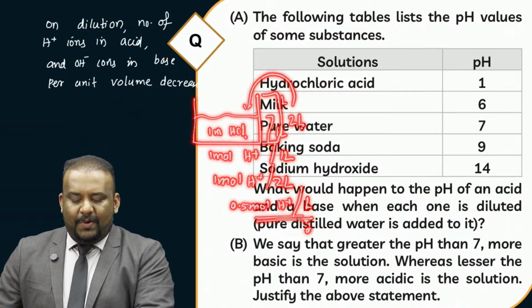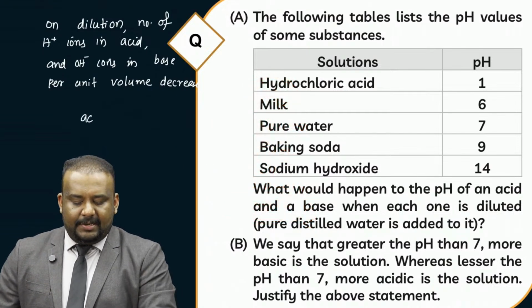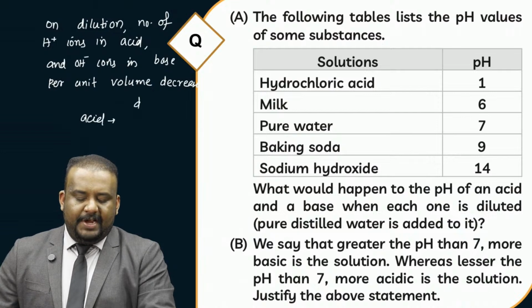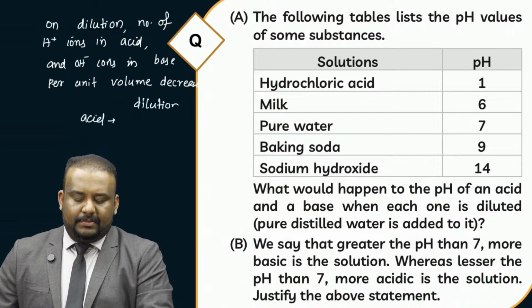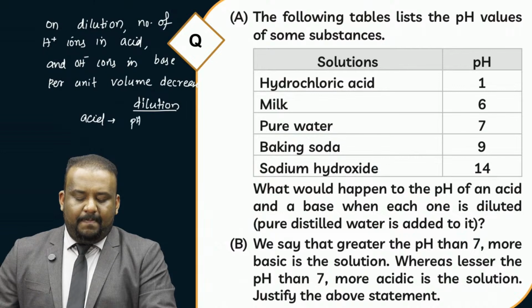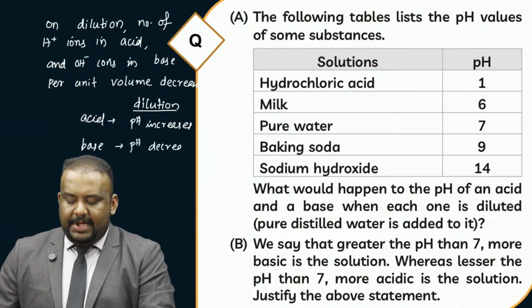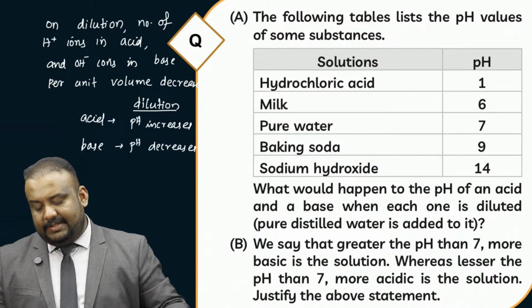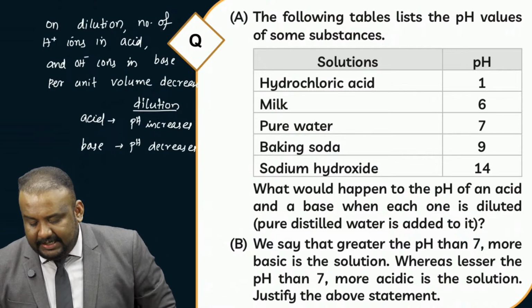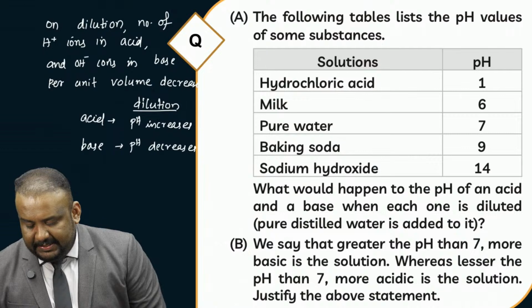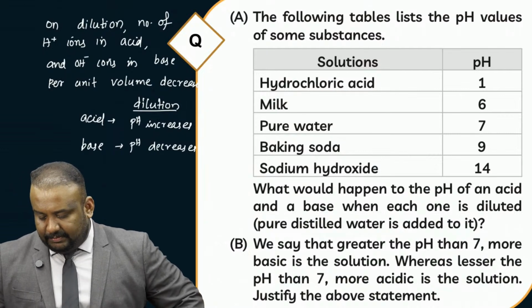Clear? So for an acid, when you dilute, what will happen? The pH will keep on increasing, and for a base, the pH will keep on decreasing. Yes, pH of an acid will increase and the pH of the base will decrease.